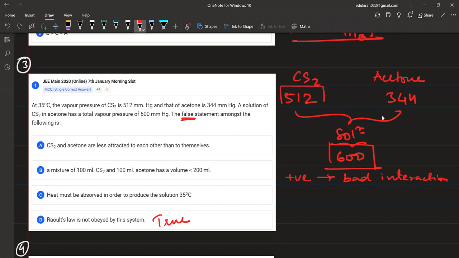Dekhi na, vapor pressure of this is 512 and of this is 344, right? The solution's is higher than both. That means pressure has increased. Vapor pressure kya hua hai? Increase hua hai. Okay, yes sir. When it is greater than both, obviously we can see there is a positive deviation. There can be sometimes when the pressure is intermediate between the two, and then also you can say whether it is positive or negative deviation. Because for the ideal, P should be equal to P naught A chi A plus P naught B chi B.